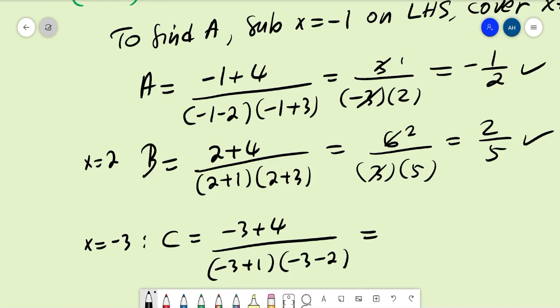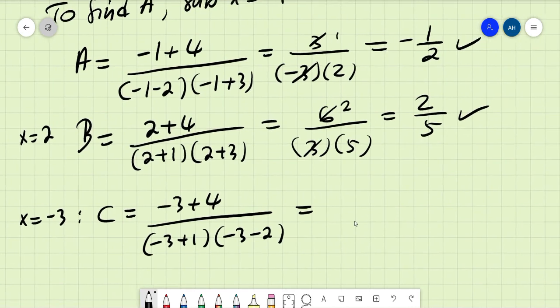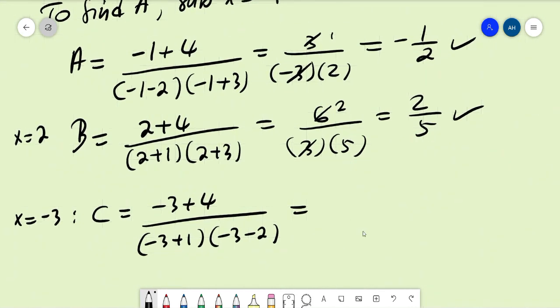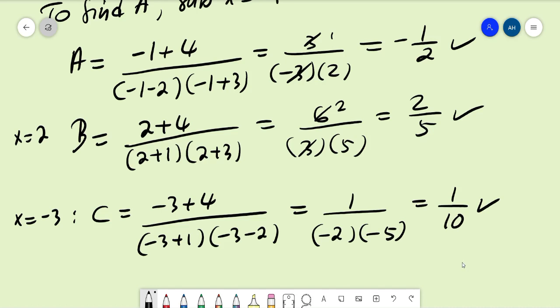Now let's simplify this. We have negative 3 plus 4 is equal to 1, over negative 3 plus 1 is negative 2, multiplied by negative 3 minus 2 is negative 5, equal to 1 over 10. So we have 1 over 10 there. Now we are ready to substitute because we already have all the values for the variables a, b, and c.